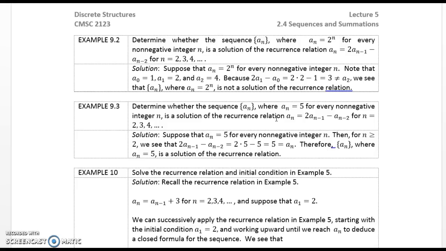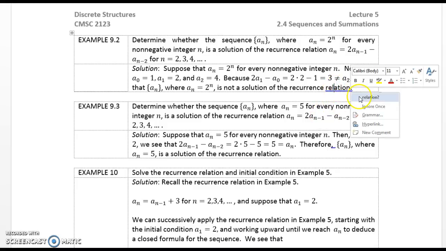Because 2a_1 - a_0 = 2 times 2 minus 1 = 3, which is not equal to a_2, we see that a_n, where a_n = 2^n, is not a solution of the recurrence relation.